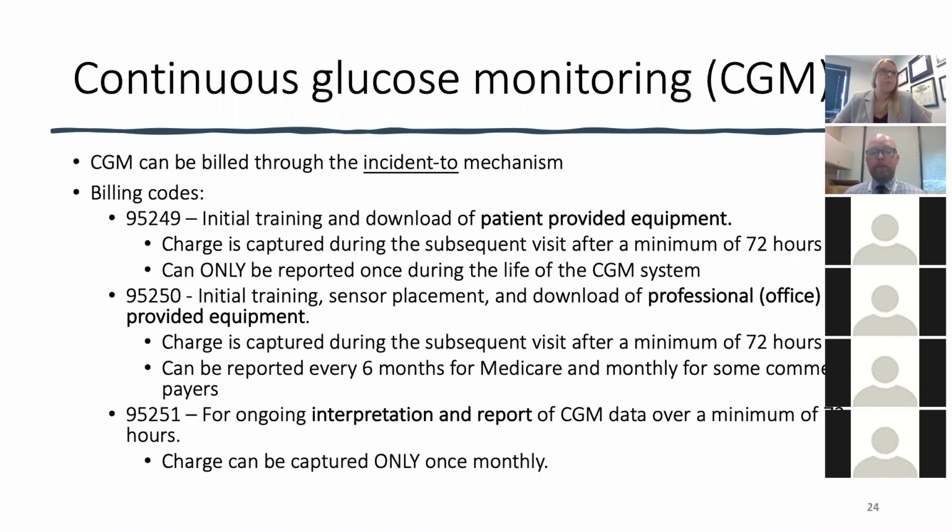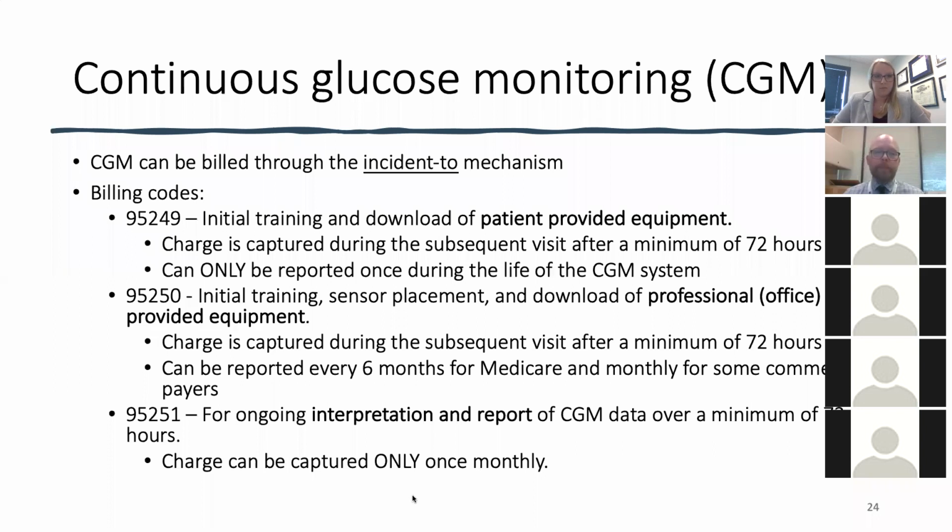CGM can be billed through the incident to mechanism. There are 3 distinct codes associated with CGM as they pertain to the 2 sets of devices. There are both patient-provided and professional office-based provided equipment. The patient-provided equipment is obtained through prescription or through durable medical equipment suppliers and is patient-owned, whereas the professional office-based equipment is basically leased or loaned out to the patient when they come back to the clinic for device download and interpretation.